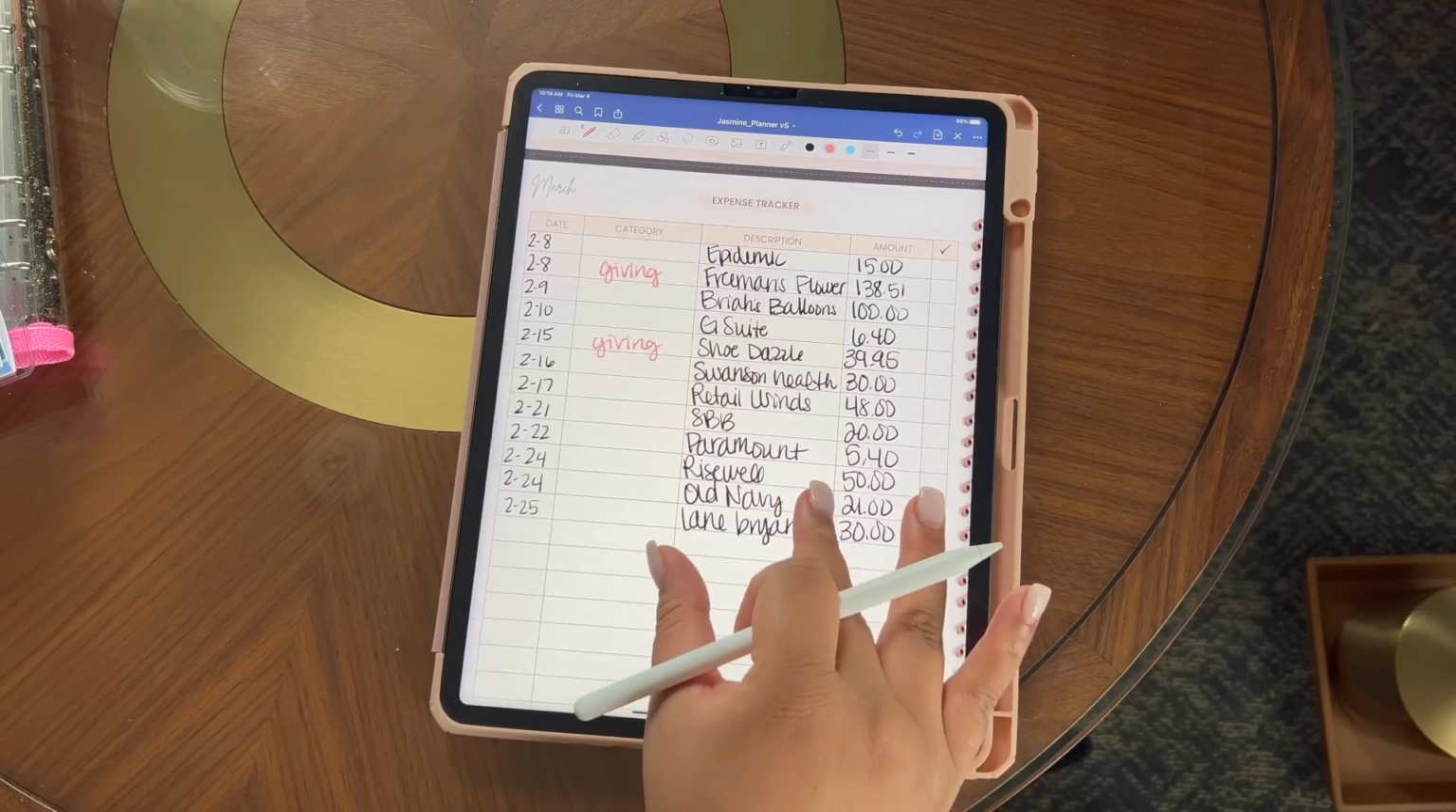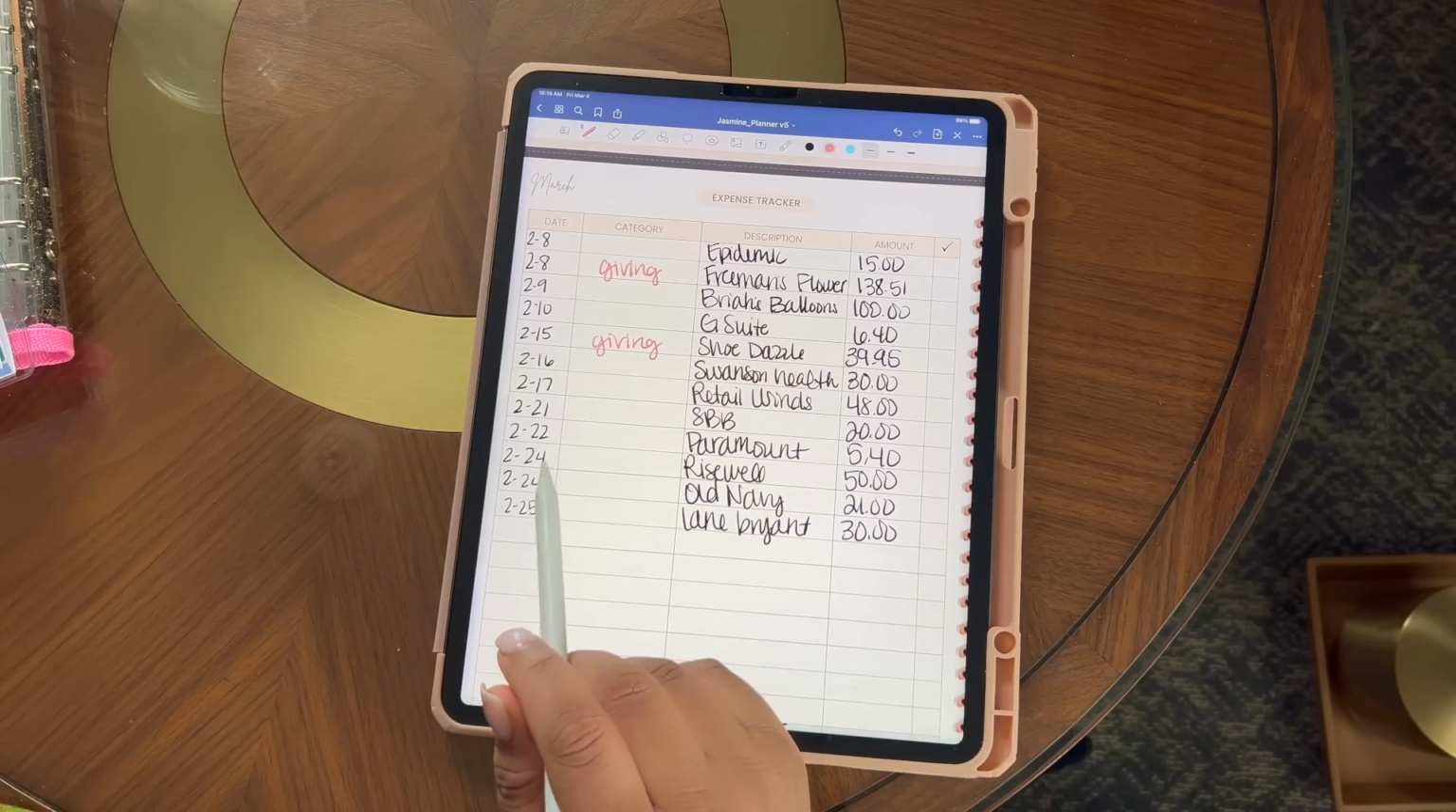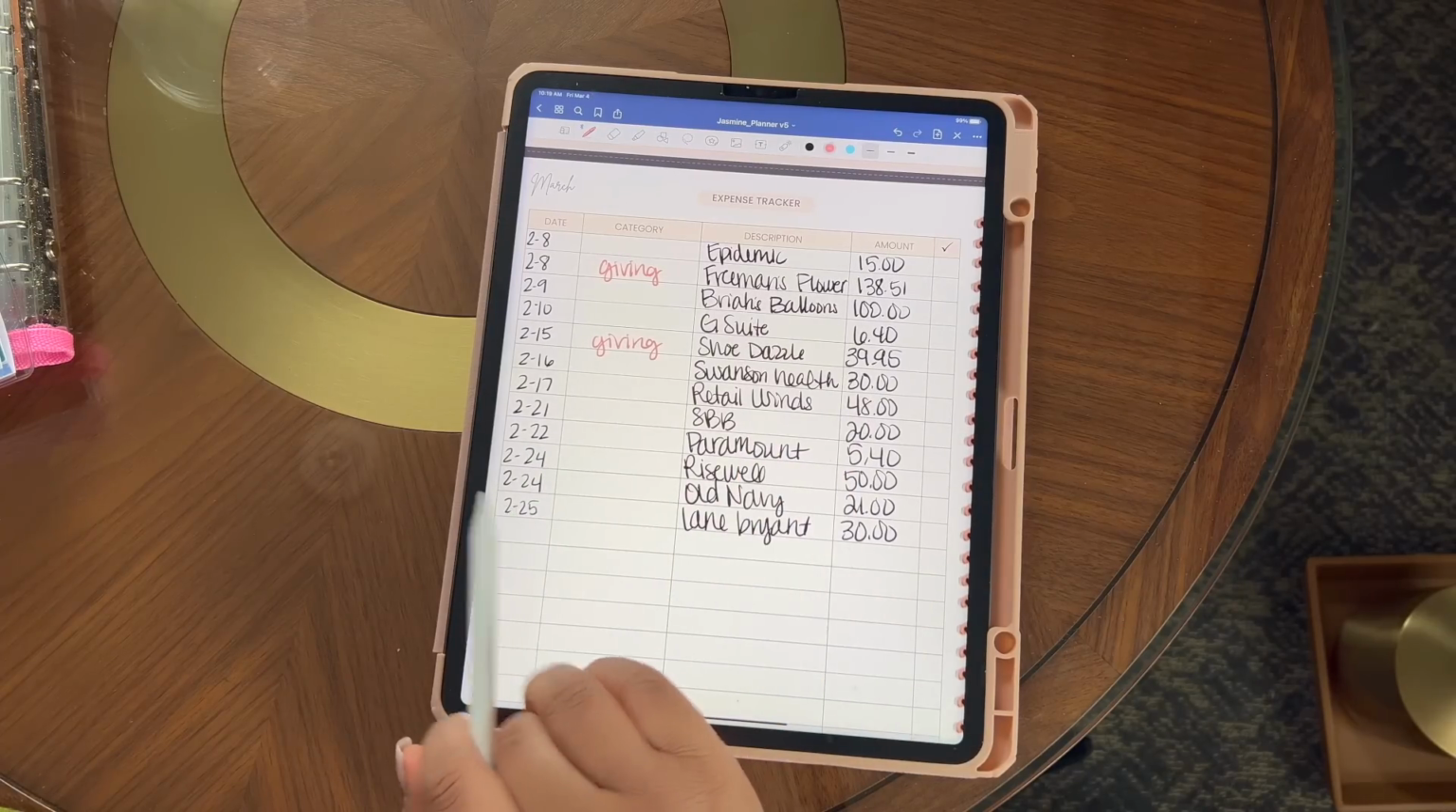So here I have my expense tracker, and I was going through putting categories on my expenses. So I'm gonna go ahead and finish doing that, and you guys can watch.